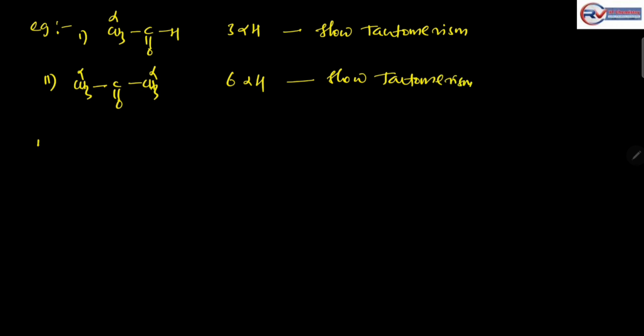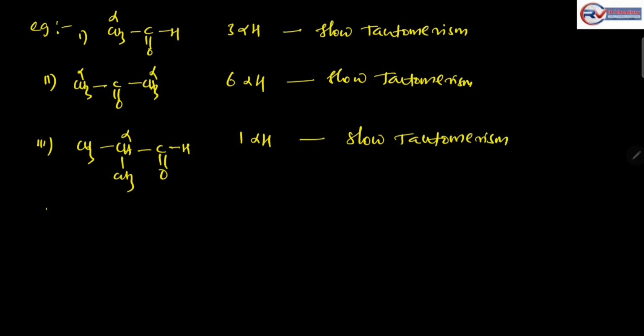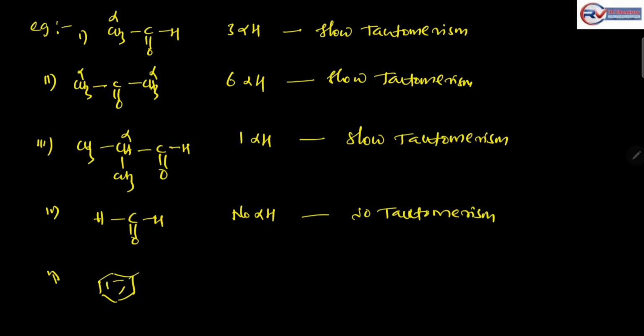Next example, CH3 C double bond O H. How many alpha hydrogens are there? Only one alpha hydrogen. This molecule also shows tautomerism. Next molecule, H C double bond H. Here there is no alpha carbon and no alpha hydrogen, so it does not exhibit tautomerism. Next example: here there are no alpha hydrogens, so the compound does not exhibit tautomerism.